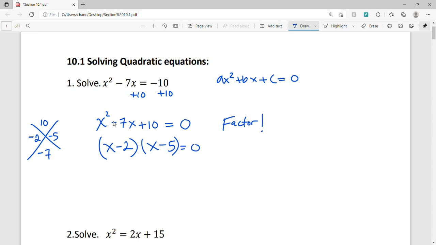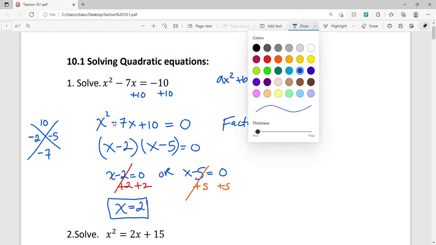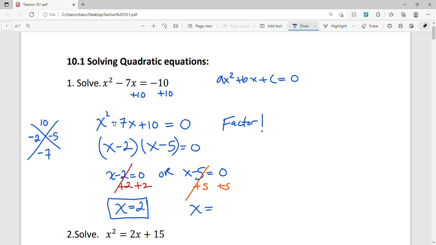Since these two factors multiply to give us a 0, that means either x minus 2 is equal to 0, or it could be x minus 5 is equal to 0. Let's add 2 to both sides to solve for x. And so x is equal to 2. For the other equation, we will add 5 to both sides. As a result, we have x is also equal to 5. So we have two solutions for this equation. The two answers are 2 and 5.